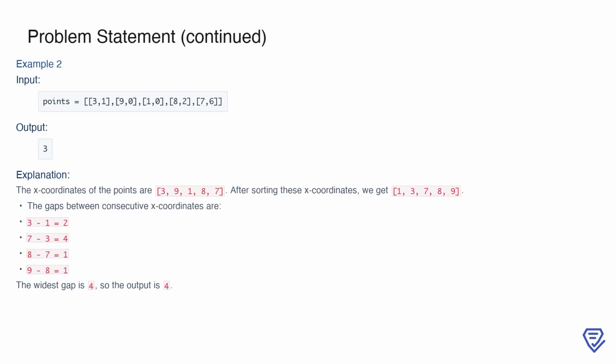Now, consider another example where the input array of points is [3,1], [9,0], [1,0], [8,2], [7,6]. The x-coordinates of these points are 3, 9, 1, 8, 7. After sorting, we get 1, 3, 7, 8, 9. The gaps between consecutive x-coordinates are calculated as follows: 3 - 1 equals 2, 7 - 3 equals 4, 8 - 7 equals 1, and 9 - 8 equals 1. Among these, the widest gap is 4, so the output for this example is 4. This demonstrates how sorting the x-coordinates helps us quickly identify the largest vertical area.